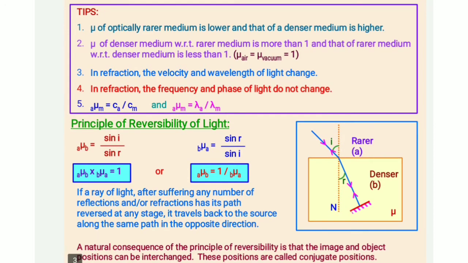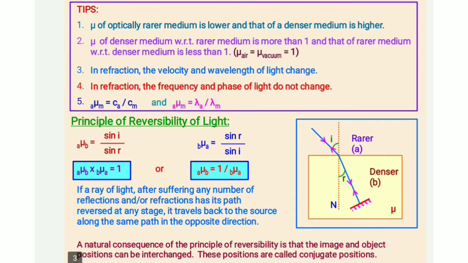This you have to remember, okay, that the mu value will be greater than 1 if the light travels from rarer to denser, and less than 1 if it is traveling from denser to rarer. In refraction, the velocity and the wavelength of the light change. When refraction is taking place, we have already discussed that its speed and its wavelength change, okay. In refraction, the frequency and the phase of the light do not change. It does not affect its frequency and its phase, okay.